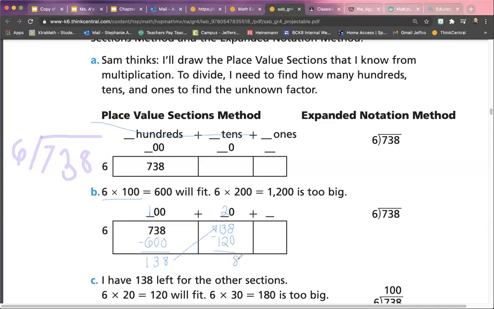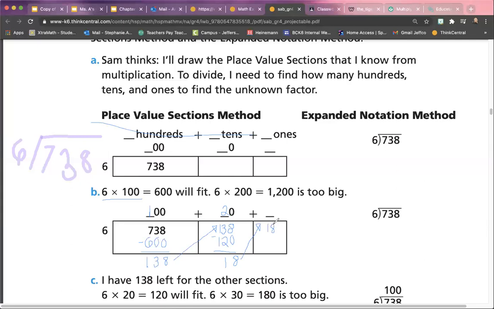Same thing. Now I subtract. 8 minus 0 is 8. 3 minus 2 is 1. And then 1 minus 1, 0, I don't write it. Now I take whatever's left over in my 10s and I bring it to my 1s. So now I take my 18, I put it up here.